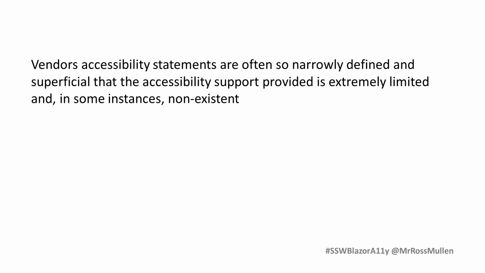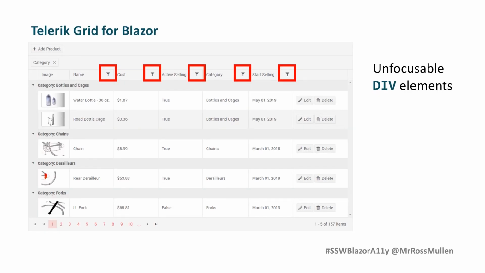So whilst a control may have keyboard support and can be reachable from a keyboard, it may not have an accessible name. The control may trigger a partial refresh of the page, but is that refresh communicated to a screen reader through an ARIA Live region? Looking at the Telerik UI for Blazor grid, Add Product is the only button.